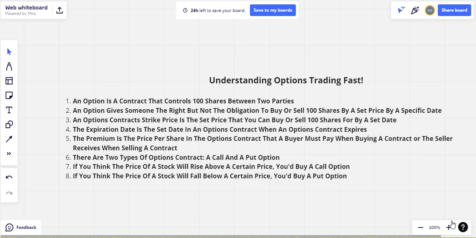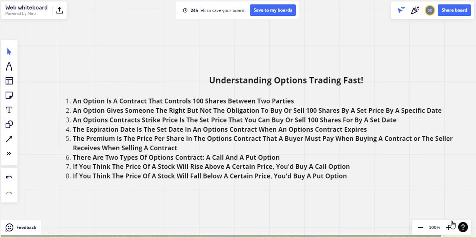The premium of an options contract is the price you'll pay. The premium is the price per share in the options contract that a buyer must pay when buying a contract, or the seller receives when selling a contract. So when you're in your trading dashboard and you see a price, say $2, next to the options contract you want to take out, that is the price per share. So you must always multiply the premium you see in your trading dashboard by 100 to understand what you're going to pay when taking out an options contract.